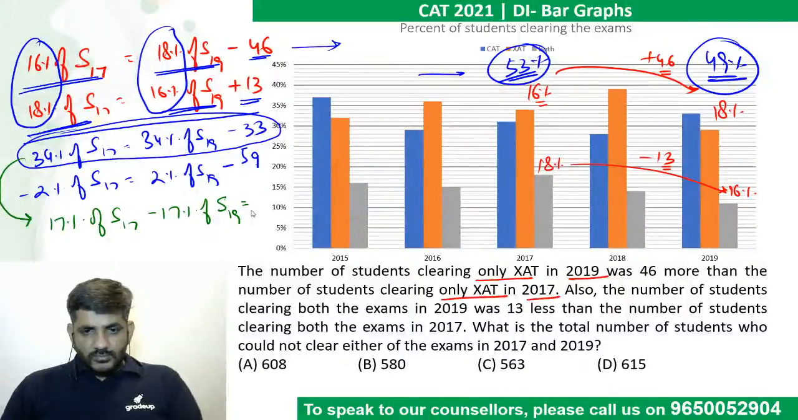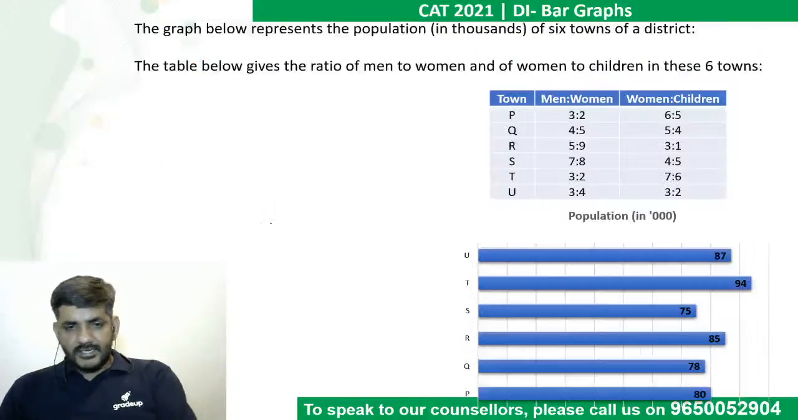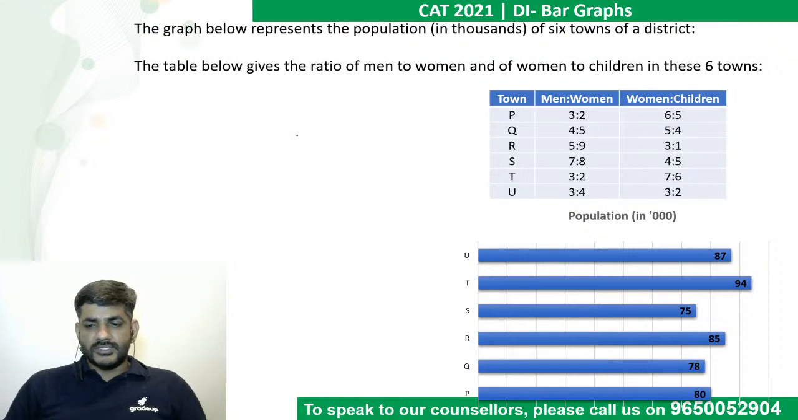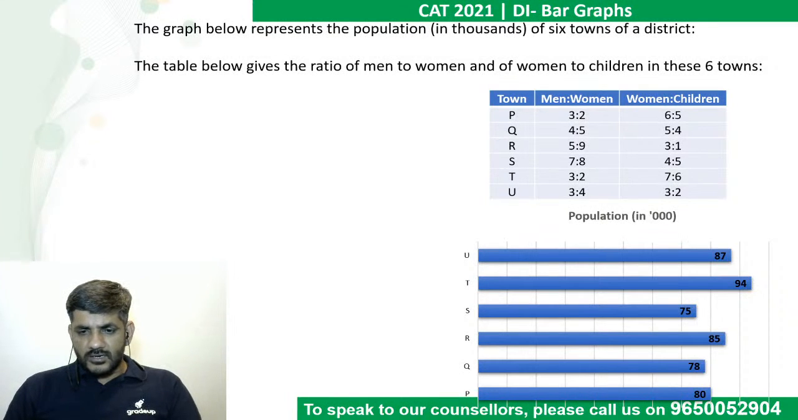ठीक है जी. So let's move forward. तो आगे बढ़ते हैं हम लोग इस क्वेश्चन से. This is another question on bar graphs. So you see that the graph given below represents the population of 6 towns of a district. The table below gives the ratio of men to women and of women to children in these 6 towns. Okay, so population is given to you, and the ratio of men to women and women to children is also given to you, and now he would be asking you questions on the basis of this, obviously.